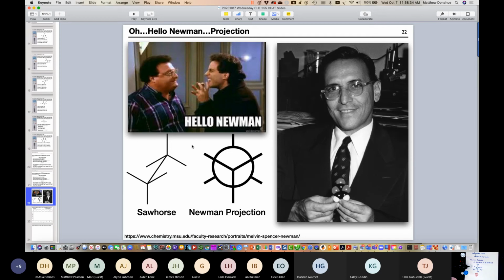Maybe what we can do in the remaining sort of minute or two here, let me give you the following prompt. Again, here is butane again. I want you to look down the C2, C3 bond with your eye. And I want you to draw a Newman projection of this now. If you have a model kit, that's great. If not, maybe we'll do the following.